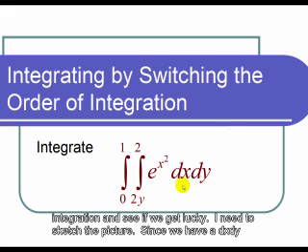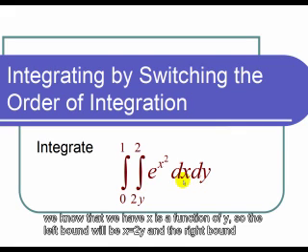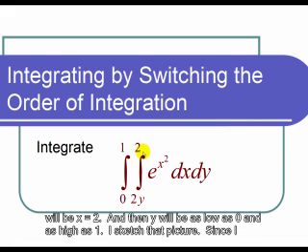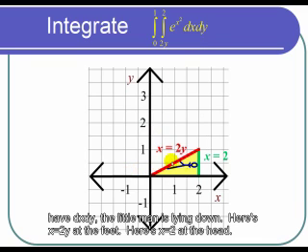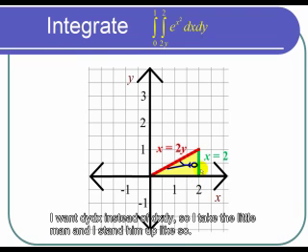So I need to sketch the picture. Since we have a dx dy, we know that x is a function of y. So the left bound will be x equals 2y, and the right bound will be x equals 2. And then y will be as low as 0 and as high as 1. So I sketch that picture. Since I have dx dy, the little man is lying down. Here's x equals 2y at the feet. Here's x equals 2 at the head.